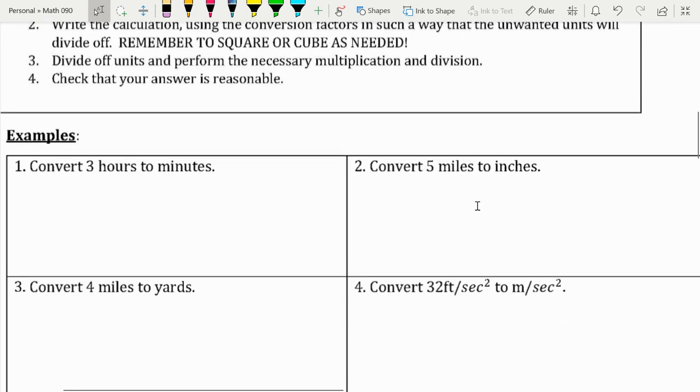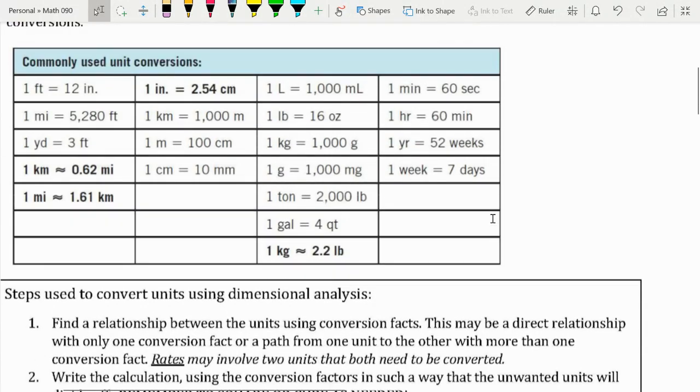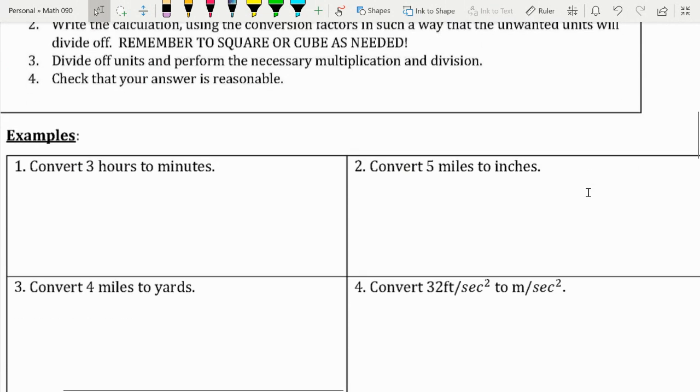If we're going to convert 3 hours to minutes, we come up here and look at our conversion chart. What we're doing is looking to see, is there something where I can convert hours and minutes? If you look right here, you'll see hours and minutes right there. So just remember, 1 hour equals 60 minutes.